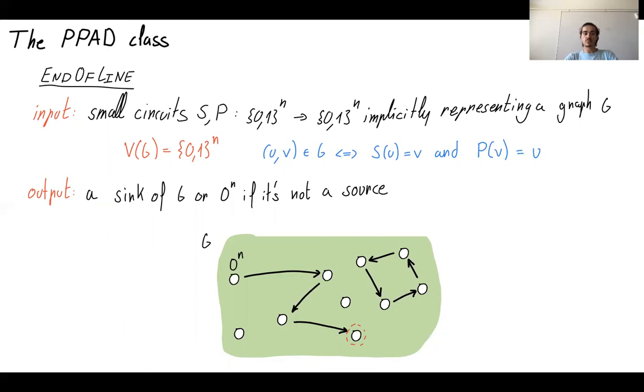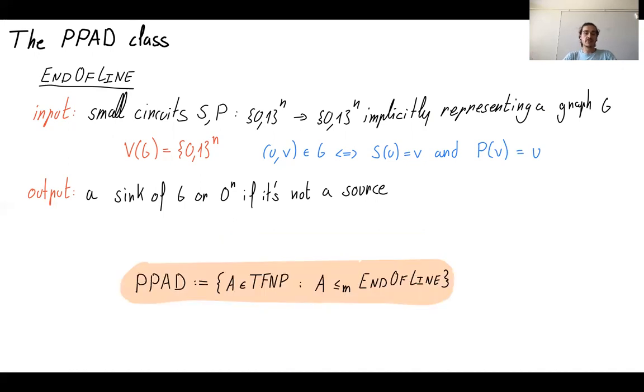And now you can output a sink. The solution is a sink of G, or the all zero string if it's not a source. Note that this time you can also have cycles in your graph, but you will always find a solution. By the way, in this talk, the solutions are always depicted in dashed red. Finally, the class PPAD is simply defined as the subset of TFNP that can be reduced to End of Line.